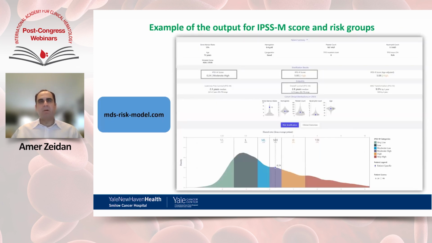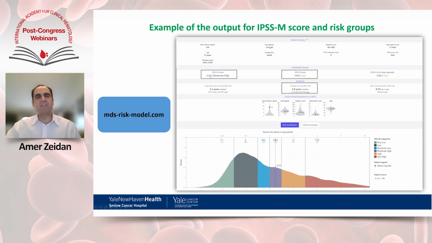And this is an example of what the output of this risk calculator, the online calculator, which again, you can see the website to the left, looks like. So you put in the molecular alterations, and by the way, you don't have to have all the gene abnormalities. You can put whatever you have, and the model is designed in a way to account for missing variables. And you can see the output is very nice. It gives you, and you can see to the top here, the platelet count, the hemoglobin. You enter all of this data, and then you can see that the IPSS-M score here is moderate high.